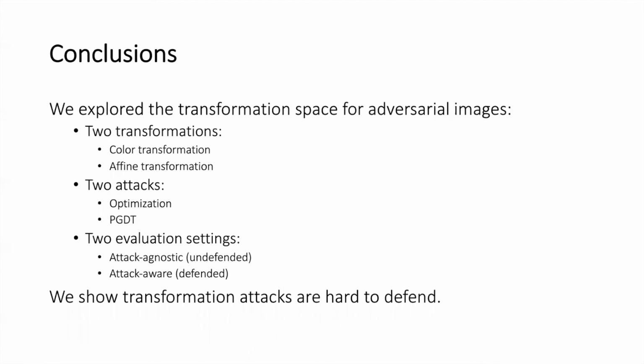Here come the conclusions. We explored the transformation space for adversarial images from the following perspectives. We considered two transformations, color and affine transformation, and their combinations. We proposed two types of attacks, optimization and PGDT attack. And we also evaluated these attacks on undefended and defended models. As a result, we show that our proposed attacks are hard to defend.